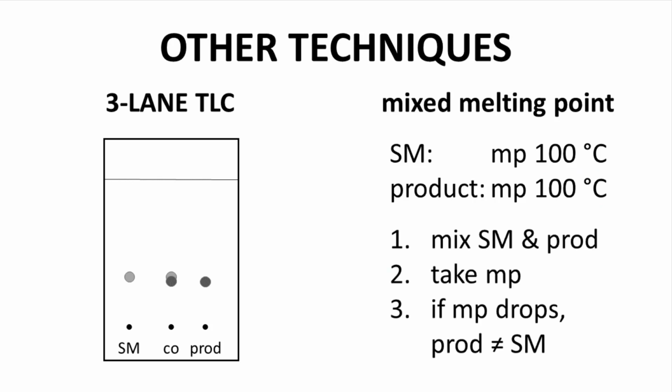One possible solution is to perform a mixed melting point experiment. You can take a sample of the authentic pure starting material, mix it with your product, grind them together into a fine powder, and take a melting point. If the melting point decreases, then the suspected product and starting material are not the same structure. The melting point drops because the product is acting as an impurity in the starting material and depressing the melting point. If the suspected product were recovered starting material, then the melting point would be unchanged.